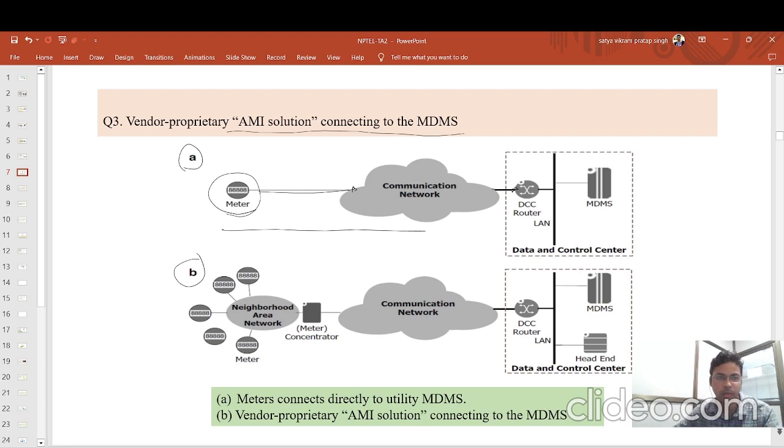In the second part, you see the neighborhood area network, that is the meter concentrator, and in that case multiple sub meters, smart meters, are connected to the neighborhood area network, which is connected to one meter concentrator, and at the end it is connected to some communication network. This communication network is connected to the DCC, then the MDMS. So in the second part, it is the same kind of system as in the above part.